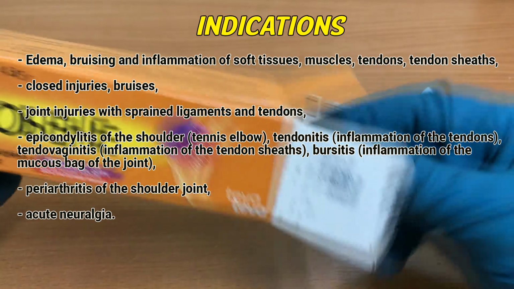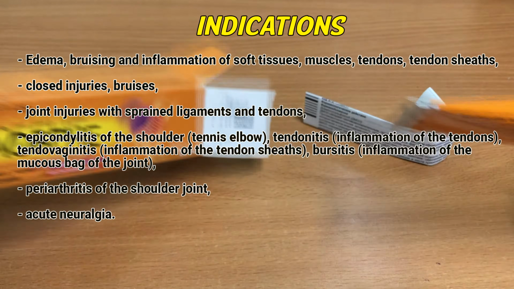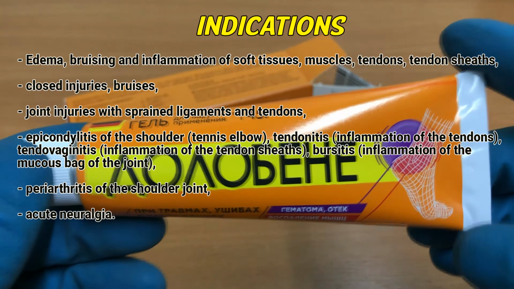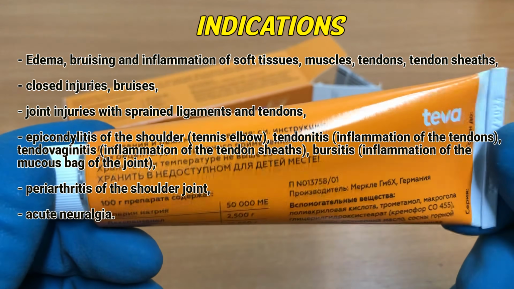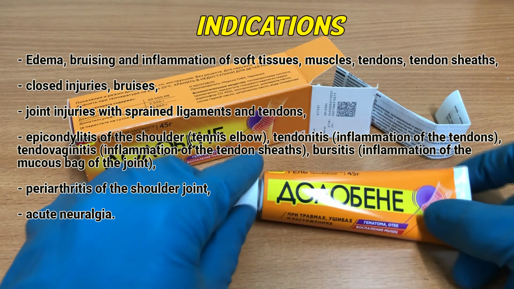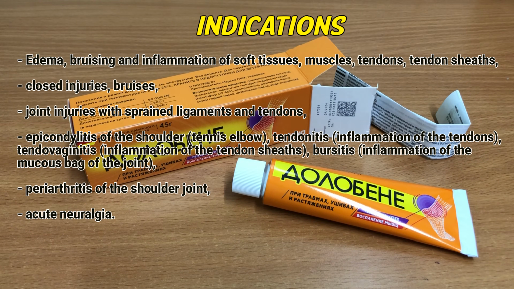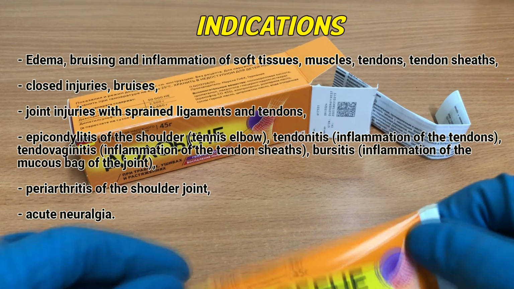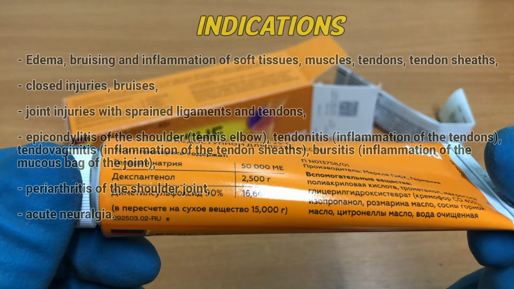Indications: edema, bruising and inflammation of soft tissues, muscles, tendons, tendon sheaths, closed injuries, bruises, joint injuries with sprained ligaments and tendons, epicondylitis of the shoulder, tennis elbow, tendonitis, inflammation of the tendons, tendovaginitis, inflammation of the tendon sheaths, bursitis, inflammation of the mucous bursa of the joint, periarthritis of the shoulder joint, acute neuralgia.